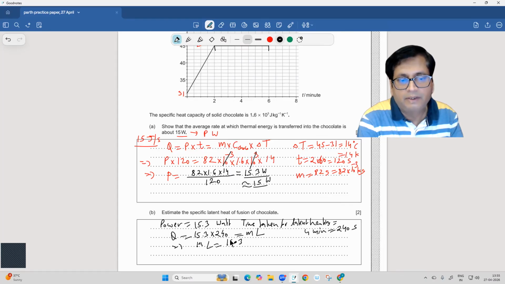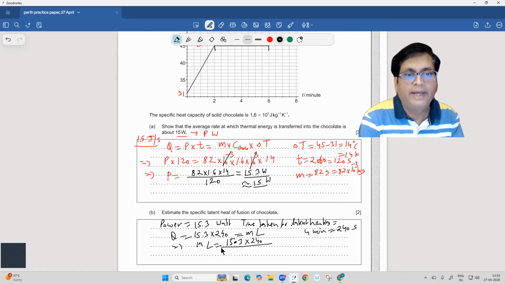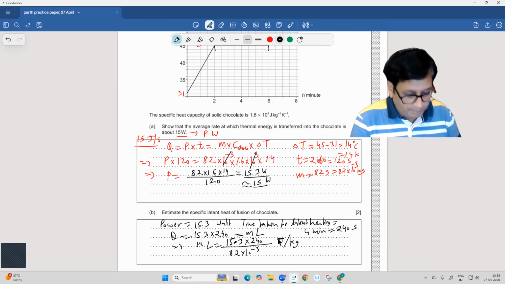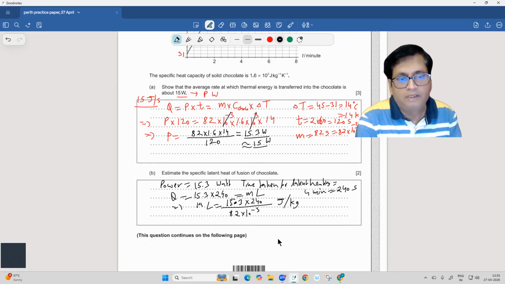So how much does L come to? 15.3 into 240 divided by m. And m is how much? 82 gram, right? So we can say 82 into 10 to the power minus 3. So what will be the unit of latent heat? Joule per kg. This you can calculate.